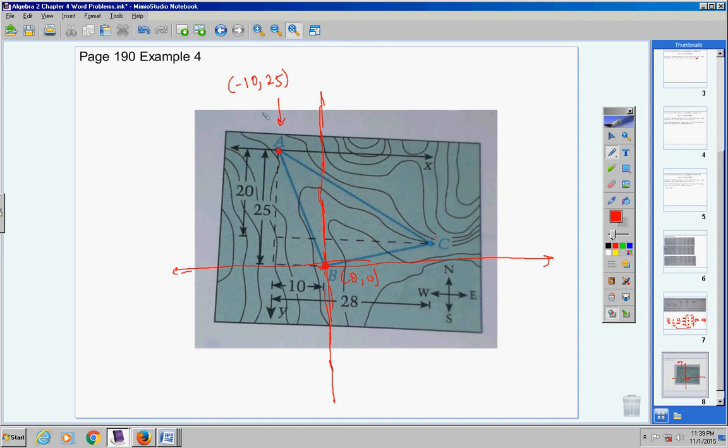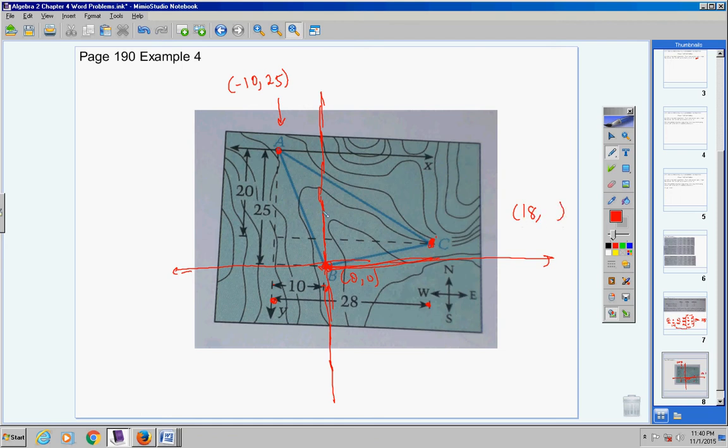Now we've got to find this ordered pair right here. The first thing we have to realize is how far over have we gone on the x-axis. Well, let's see if we can figure that out. The total distance from here to here is 28. Now from here to here is 10. Then from here to here has to be 18 because 10 plus 18 is 28. So this ordered pair right here is over 18. That's a positive 18.